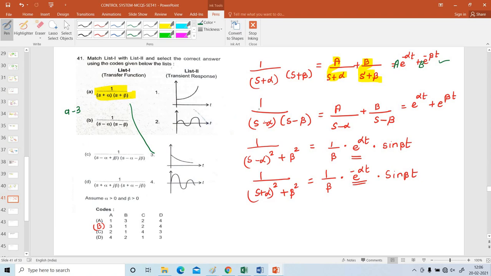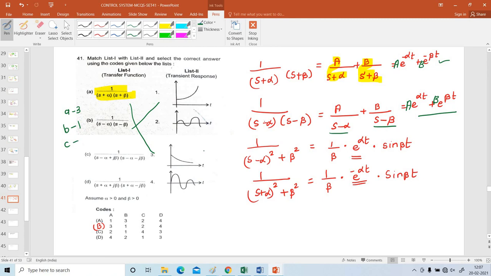And second, 1 divided by s minus alpha into s minus beta. So I use a partial fraction. I have to divide it as a by s minus alpha plus b by s minus beta. And write like this, a into e power alpha t plus b into e power beta t. So this is the increasing exponential function. So b is equal to 1.